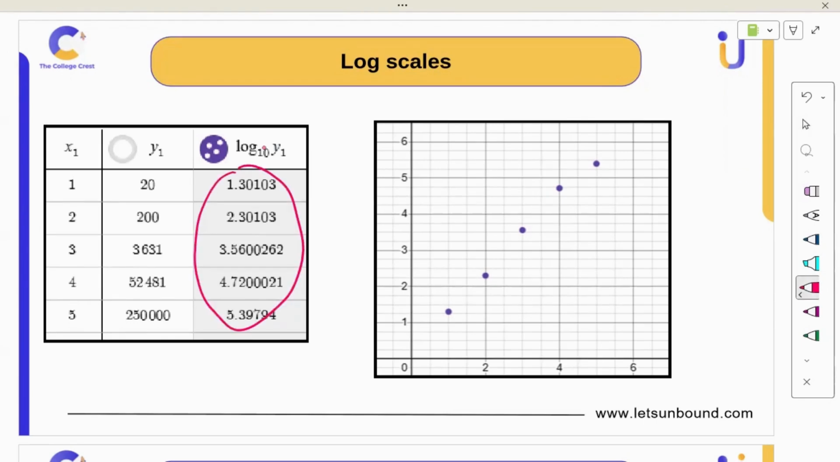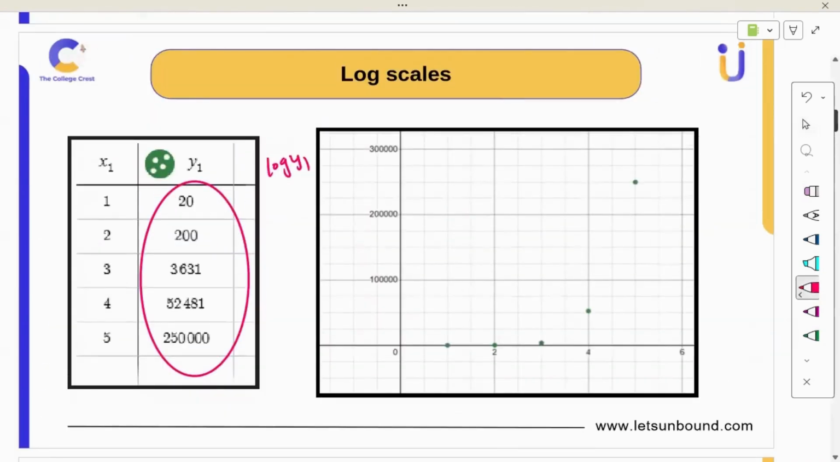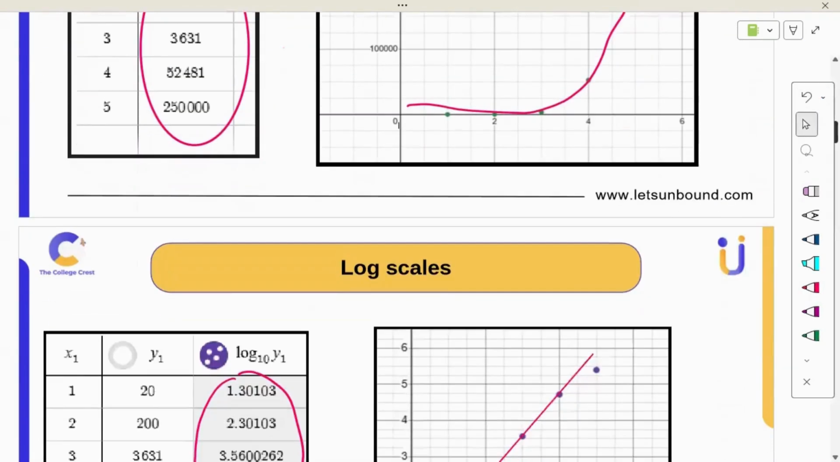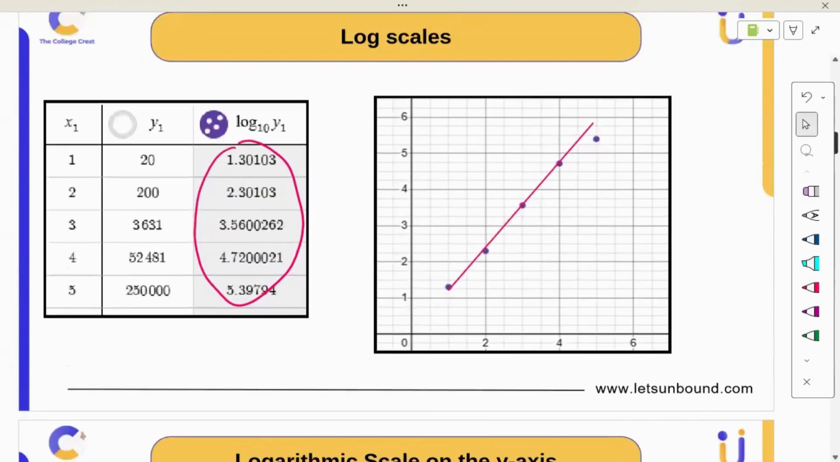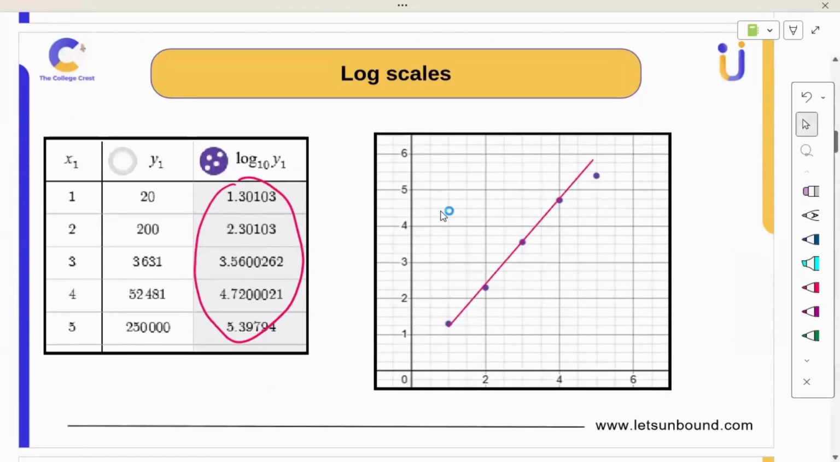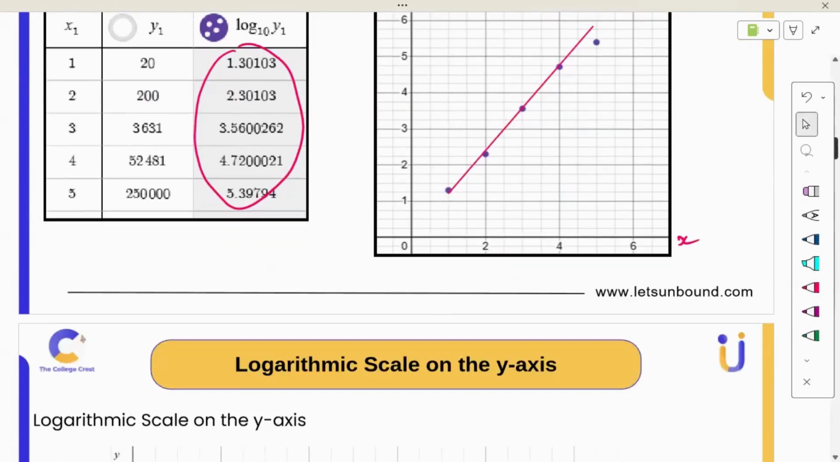But I see a pattern of a straight line over here, right? Previously, before the log, I saw a pattern of an exponential. So in the general scale it is exponential, and here in semi-log it is a straight line. So this is log of y, and this is x. Sorry, not ln, it's log y. So this is a semi-log plot, right?